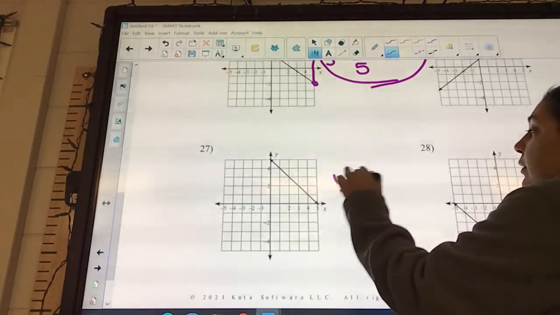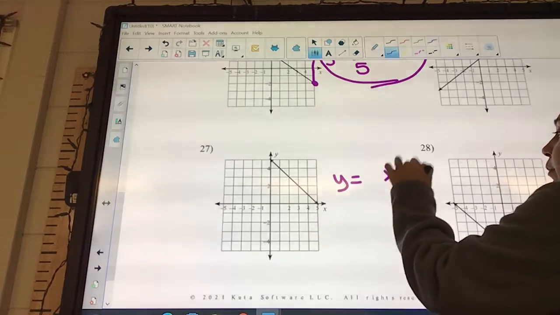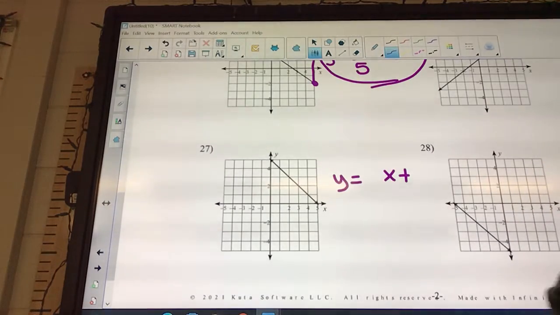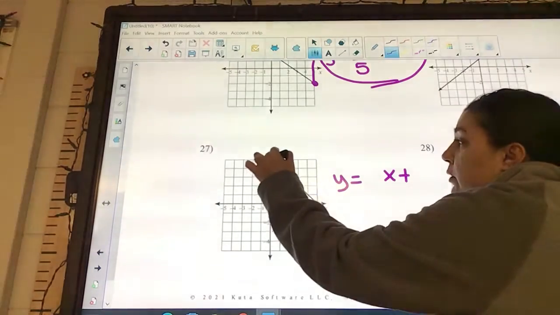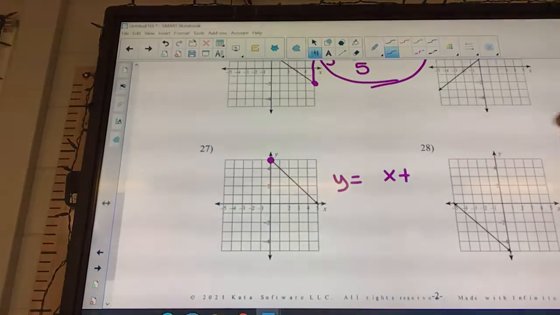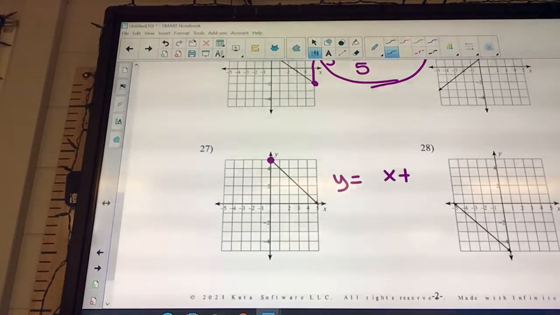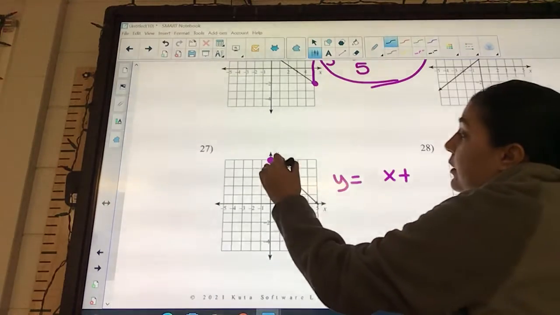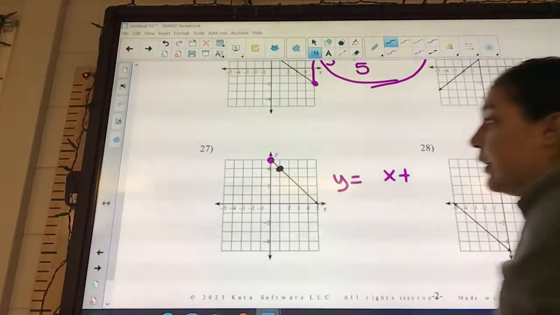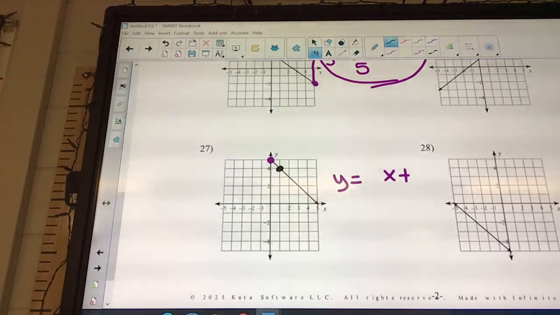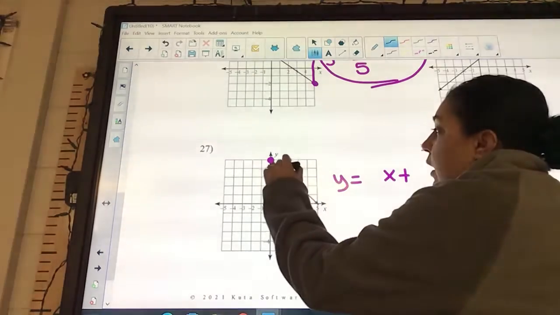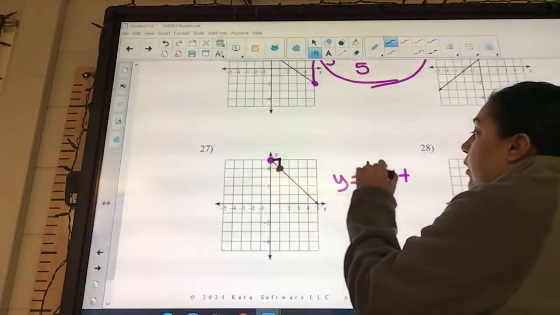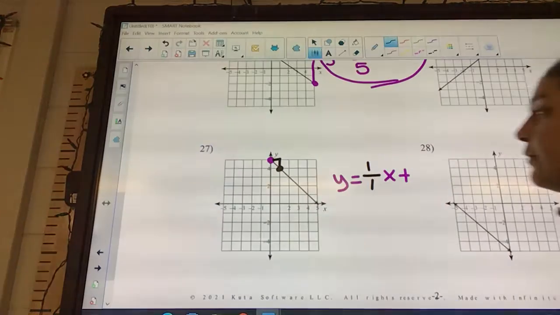Okay, 27, we got y equals blank x plus blank. What do we find first, the m or the b? Okay, we find the b first. So we go to the y line and we mark the b. What is the next closest point? Okay, your next closest point is going to be right here. Okay, so how much do we rise? How much do we run? And it should be 1 over 1. Is that a positive or negative line?